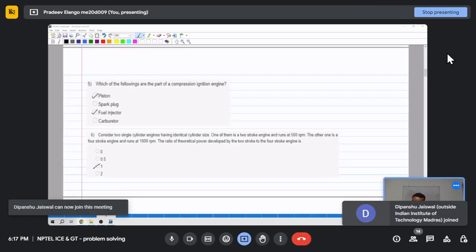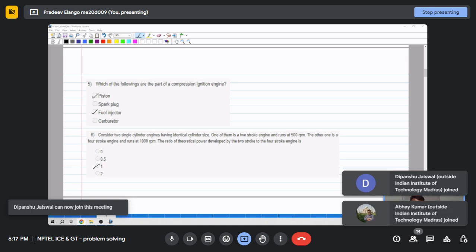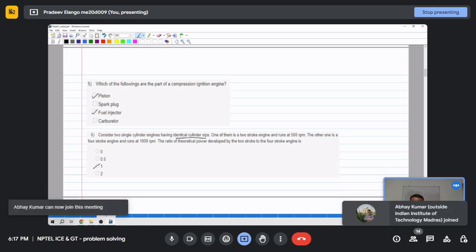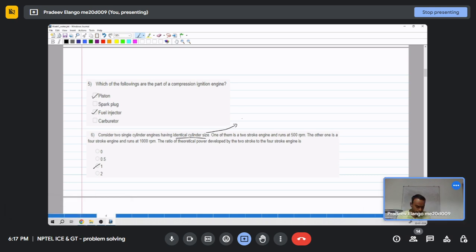Okay, so for the same size engine, with identical cylinder size, we can say that the work done during compression and the work done during expansion are the same. So both will be the same for two-stroke and four-stroke. Now we need to know how many cycles are happening every second.